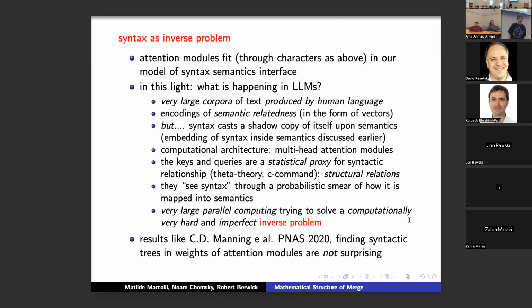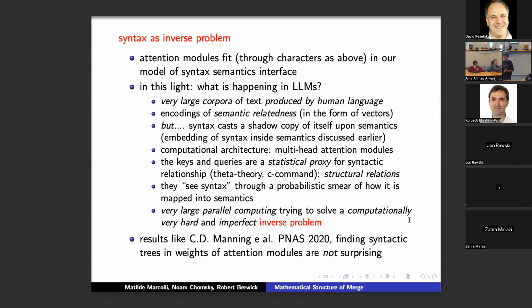These computational architectures, these keys and queries, are statistical proxies for the syntactic relationships, for things like theta theories, c-command, and so on, for structural relations. And so these things see syntax through this kind of probabilistic smear of how it gets mapped inside all the semantic relations in this large corpus of text. The very large parallel computing that is involved is partly because you are trying to solve an inverse problem, which is computationally hard by construction. So it's not surprising that you do see the syntactic trees, right? For those papers that have shown it.